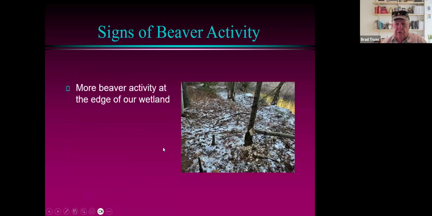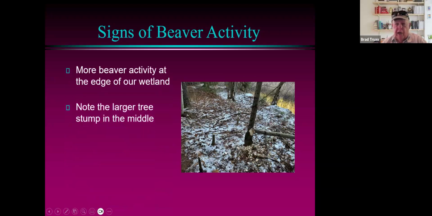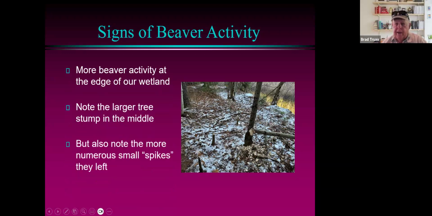Now, the beavers may also leave some other signs. Here again, the larger tree that was chopped down, you can see clear-cut evidence that a beaver was there. But also look at these smaller ones. We call these small spikes. And these spikes actually were so sharp and located right adjacent to a trail that we actually had to cut some of these down to ground level because somebody could have fallen and actually impaled themselves on this.